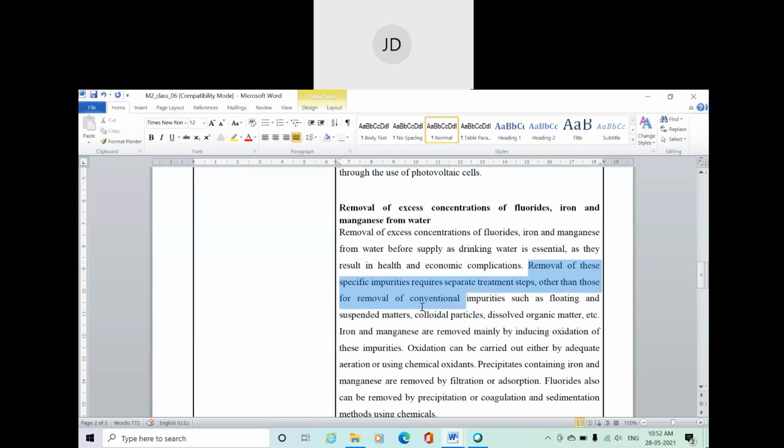other than those for removal of conventional impurities such as floating and suspended matter or colloidal particles or dissolved organic matter, etc. Basically, that means for removal of such impurities, we have a traditional approach of treatment.